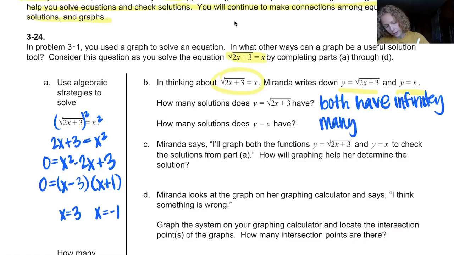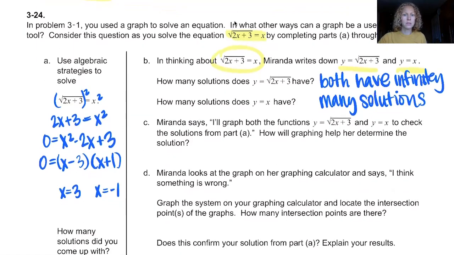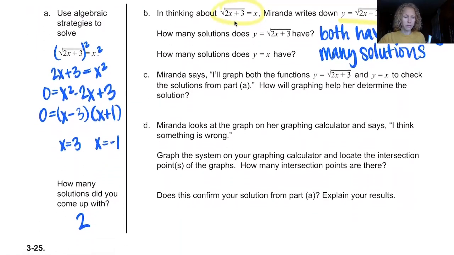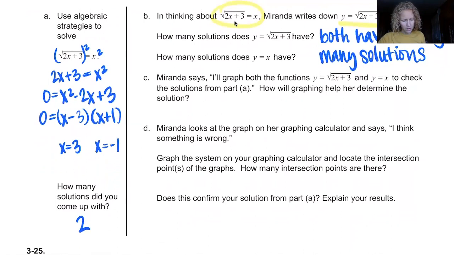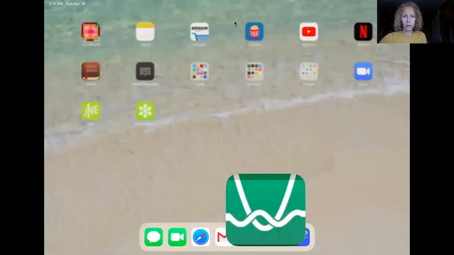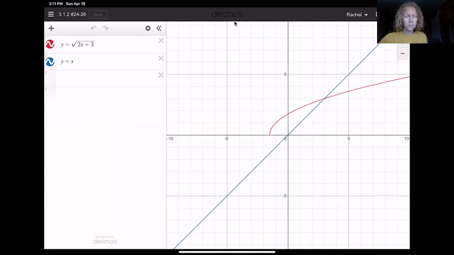As a quick reminder, there is a PDF of this in the slide deck if you want to have this document to write on as well. So here we go. Miranda says I'm going to graph both of them, and she's going to check the solutions from part A. So she's going to see if these solutions are what we get when we graph them both. I have already typed them into Desmos. We could graph them by hand, but here we go as well. We have the graph of the square root of 2x plus 3 and y equals x.